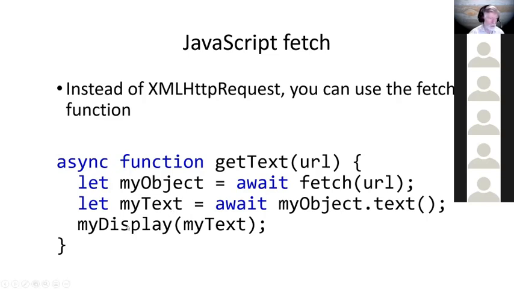Now my text is a string that contains the data that was returned. And the next thing we do, we call this myDisplay method, which I don't show, that will display the text. Okay, so that's using fetch instead of XMLHttpRequest. There are a couple of ways to do this. All right, any questions about these two functions? They're kind of the basics for sending information over the web on an asynchronous background basis, and that's what most of your web applications are doing.